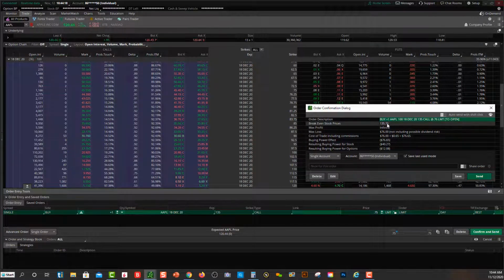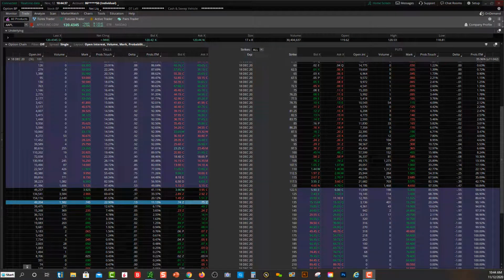So that's how you're going to calculate your break-even prices on the stock, where you find, again, your max loss is what you paid for the options contract. Now let's take a look at the put side. We'll do a put example.